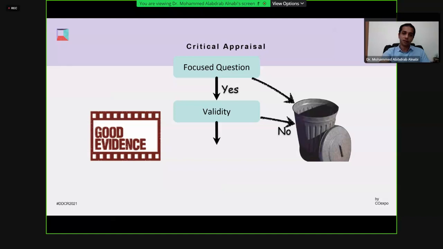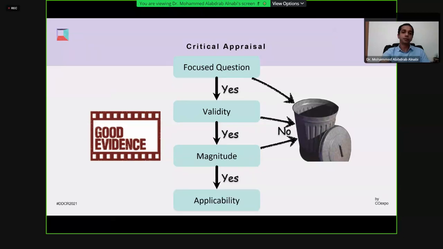The next step is, what were the results? The magnitude of the results. Does this study actually produce results? Zero difference? Some difference? Is this result significant statistically? And the magnitude is basically found in the results section. So the validity is in the methods section, magnitude is in the results section. If it has results that you care about, otherwise you throw it out.